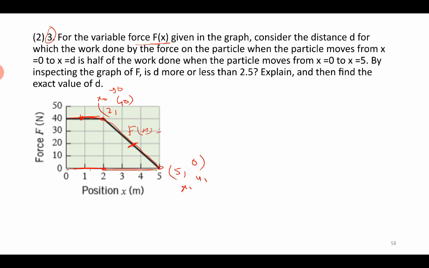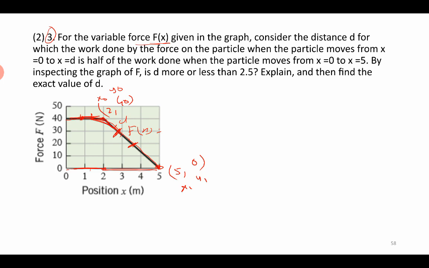by the time you reach D, if D is here or anywhere between 0 and 5, by the time you reach D, you are completing half the work done. Actually, the total work done up to here should be found. Then half the work will be done by the time you reach D. That's the point here, isn't it? So we need to roughly identify where D will be before solving it, by just analyzing the graph, isn't it?